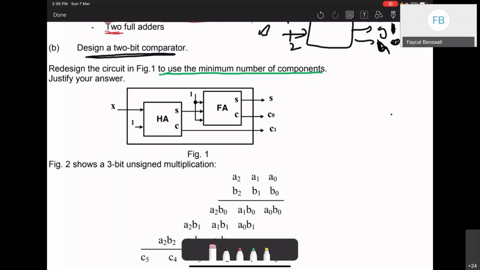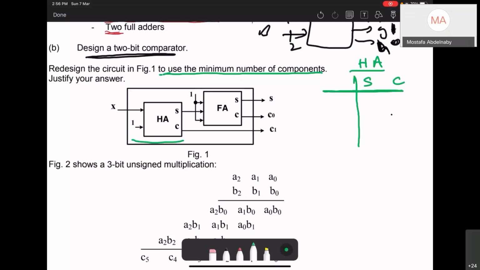Nope. If we start with this half adder first. Half adder, we have S and we have C as the outputs, right? And then what are the inputs? The inputs for this half adder are 0 and 1 and 1, 1.